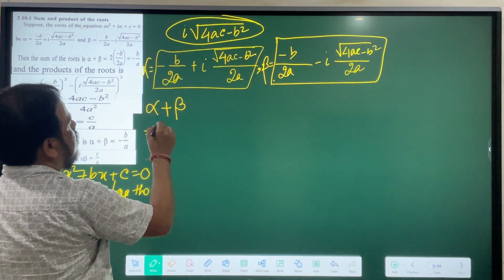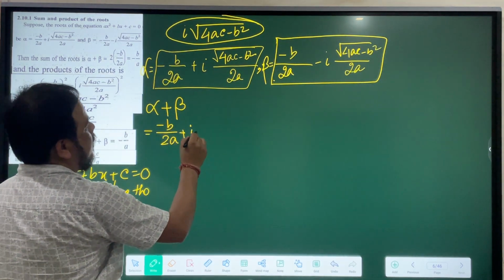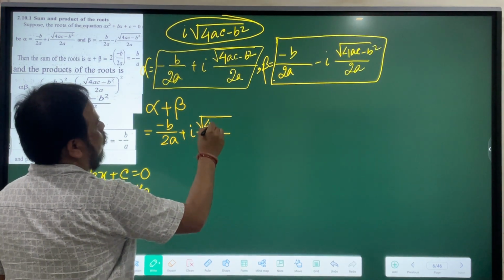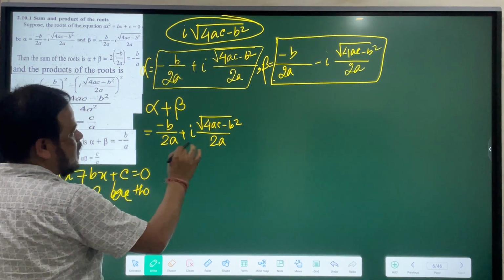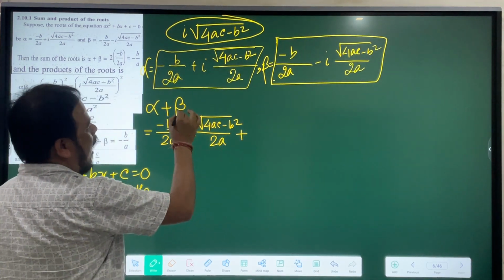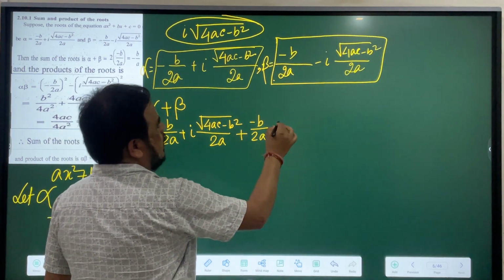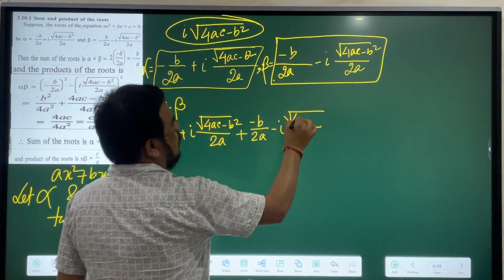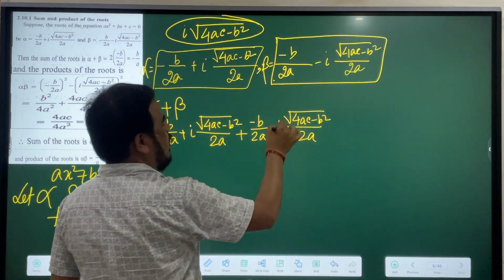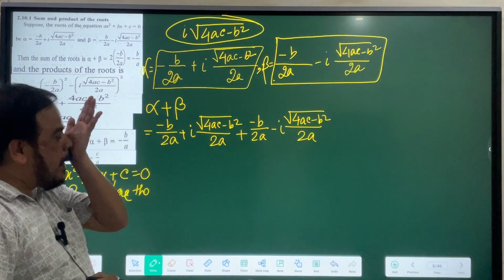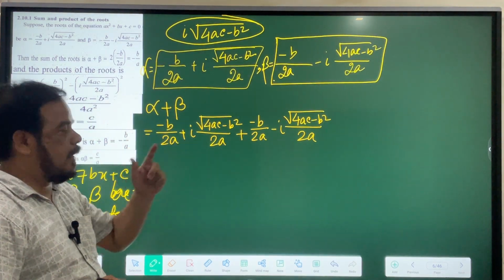What is alpha? Minus b by 2a plus i square root of 4ac minus b square by 2a. Alpha is just written. Now plus beta. What is beta? Minus b by 2a minus i square root of 4ac minus b square by 2a. This is what is written. We are trying to find out the sum of the roots. If we add both the roots, what do we get?